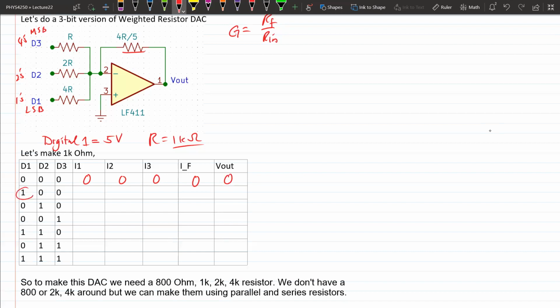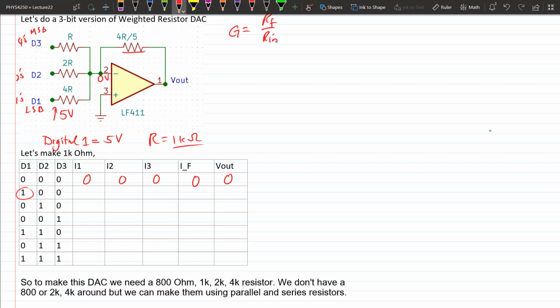So let's say D1 is actually high. That means right here at this point is 5 volts. What's going to happen is, remember what an op amp is going to do? It's going to try to make the negative input and the positive input the same. So since the positive input is held to ground, this also has to be ground. It has to be 0 volts.